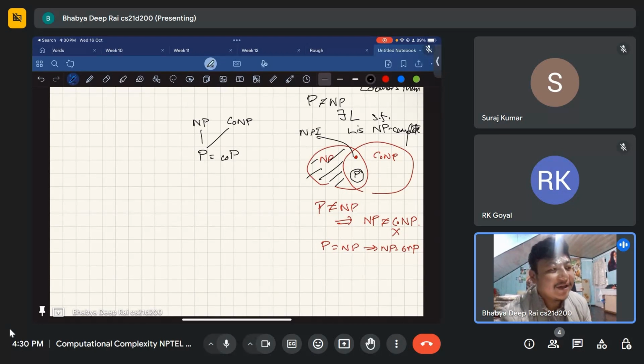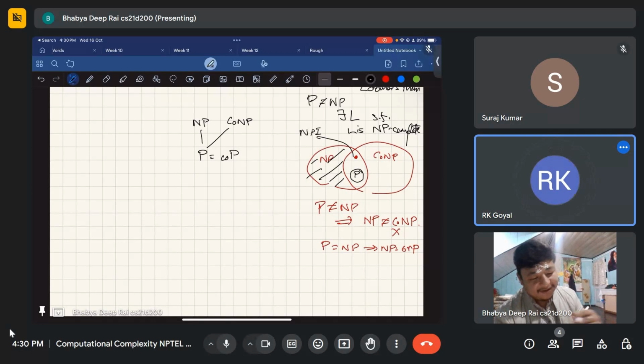I can understand why. The intuition may be that these languages are slightly easier because they are closed under complementation. But I'm not sure about this fact.